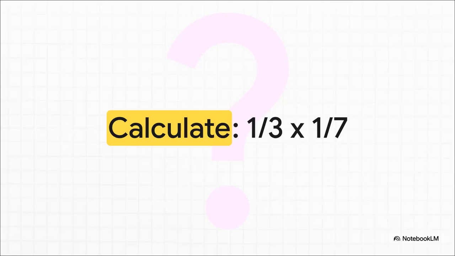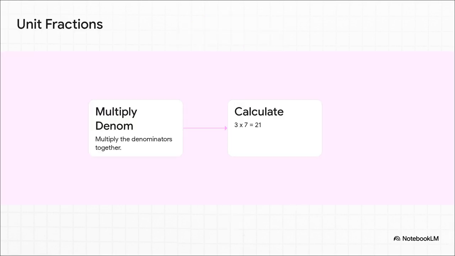First up, multiplication. So how exactly do we calculate 1/3 times 1/7? For unit fractions, it's super easy. Just multiply the bottom numbers, the denominators, together. 3 times 7 is 21. Because multiplication is commutative, order literally doesn't matter. Either way, our final answer is 1/21.